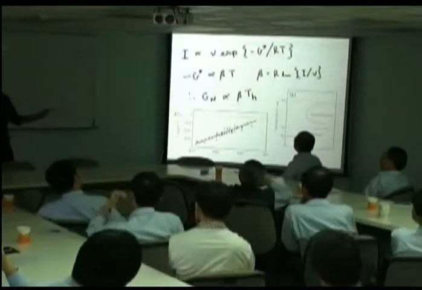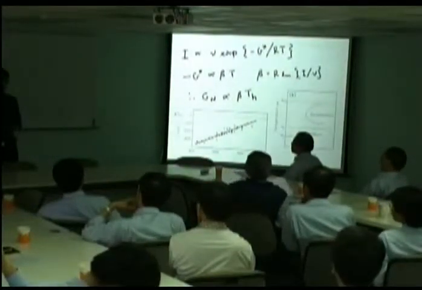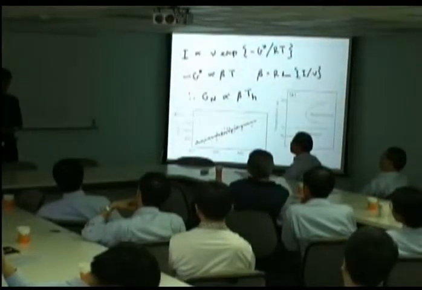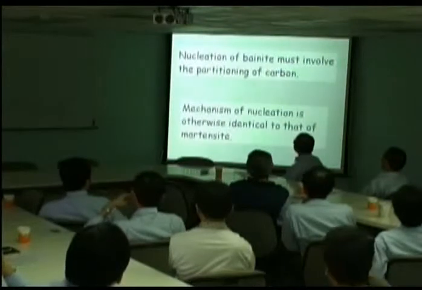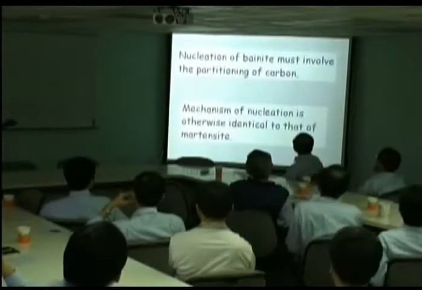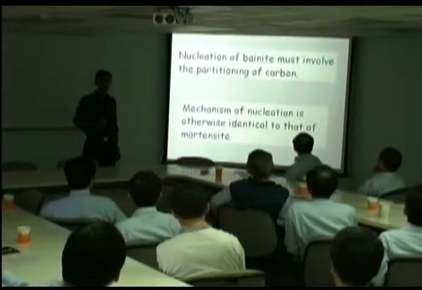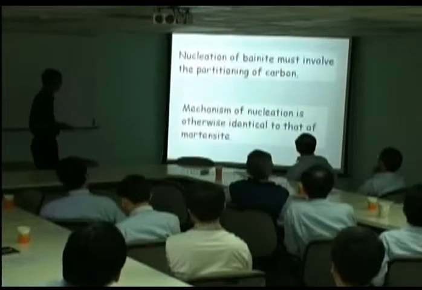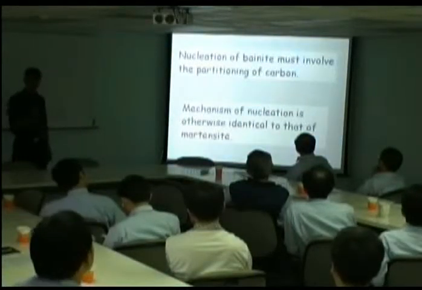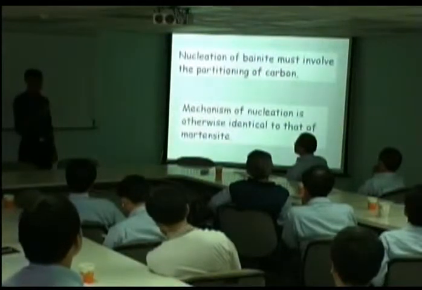Given that I have a theory to explain that straight line, I can be happy that I can produce bainite at room temperature if I want. So to summarize, the nucleation of bainite must involve the partitioning of carbon. It is not possible to nucleate bainite unless carbon can partition. But otherwise, the mechanism is identical to that of martensite, involving the dissociation of dislocations.